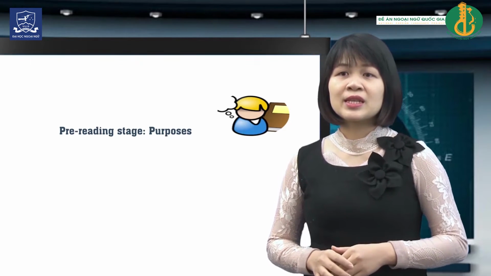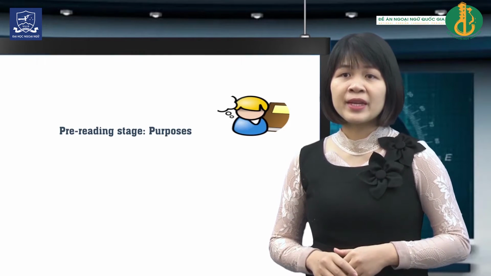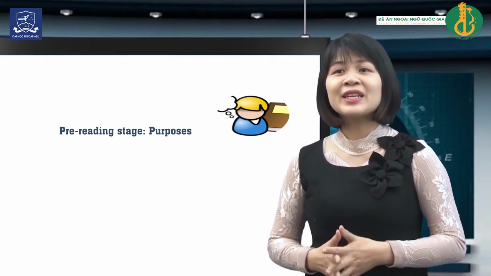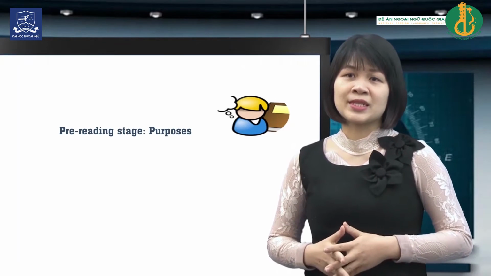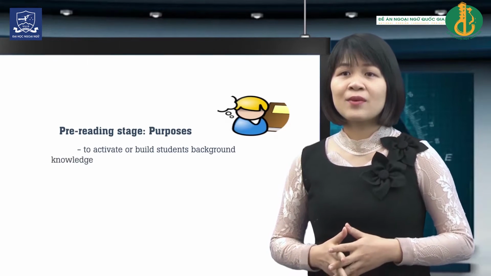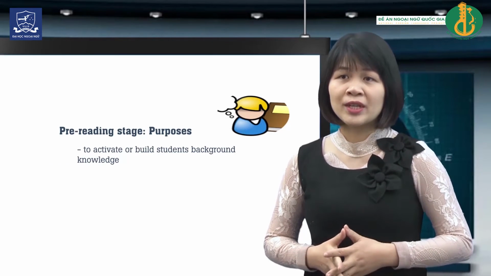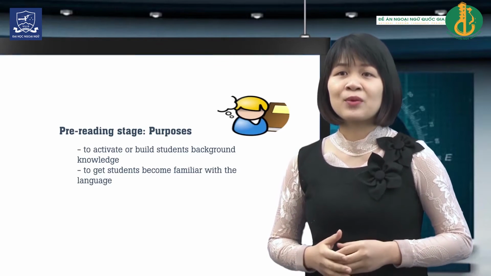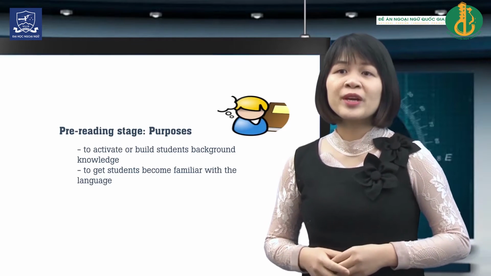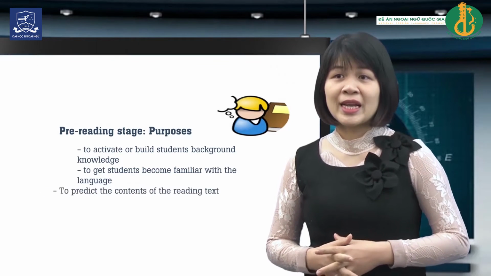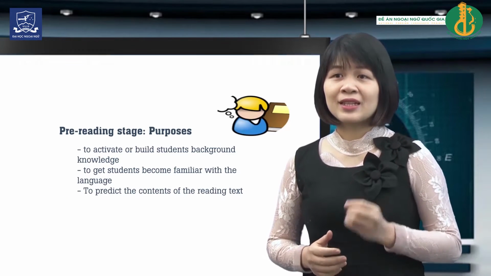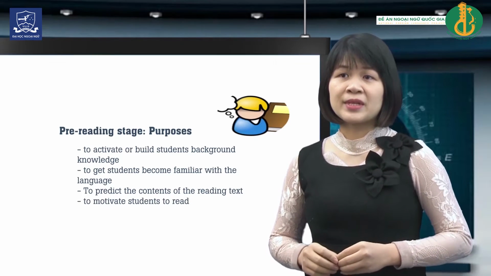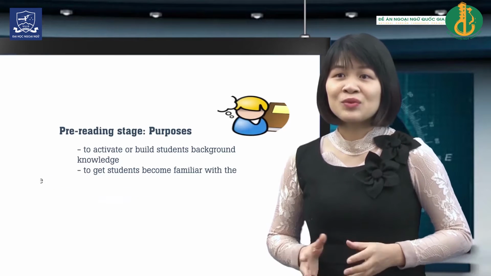They should give students some insights into the topic and prepare students to read. As you can see here, the pre-reading stage has 4 important purposes. The first purpose is to activate or build students' background knowledge of the subject. The second is to get students to become familiar with the language needed in coping with the text. The third one is to help students to predict the contents of the reading text. And the last and very important purpose is to motivate students to read.